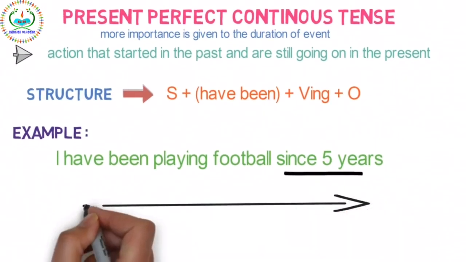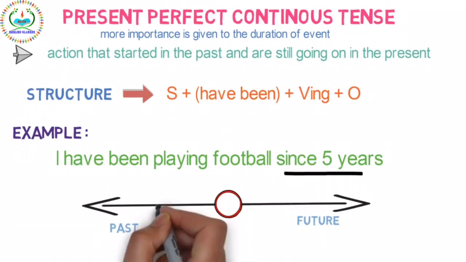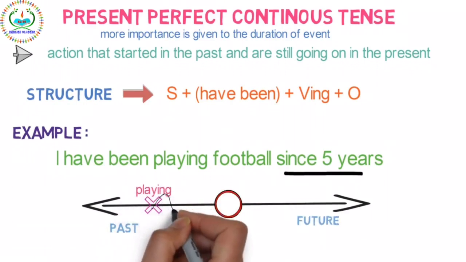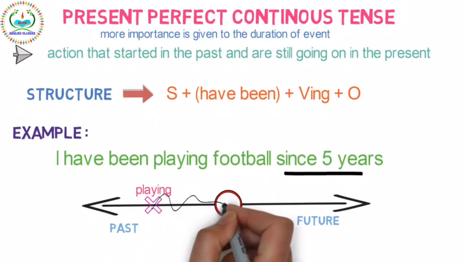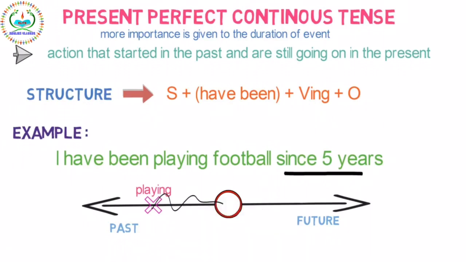In the timeline, it looks like this. Event of playing started in the past is still valid in the present. You may have noticed that the same timeline for the present perfect tense was there.